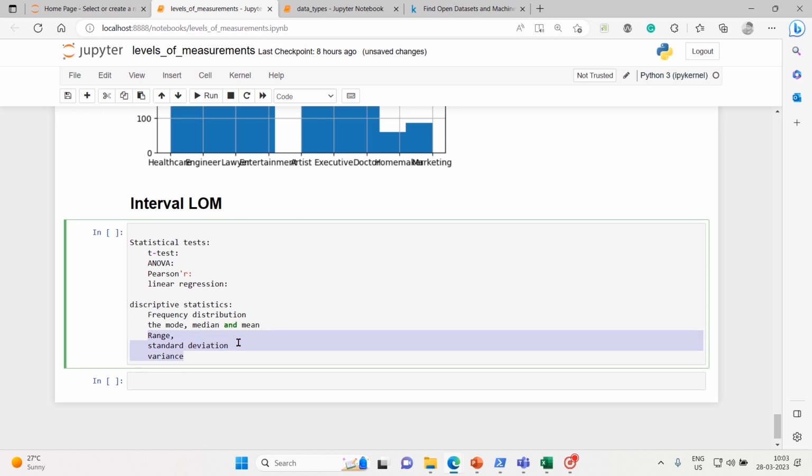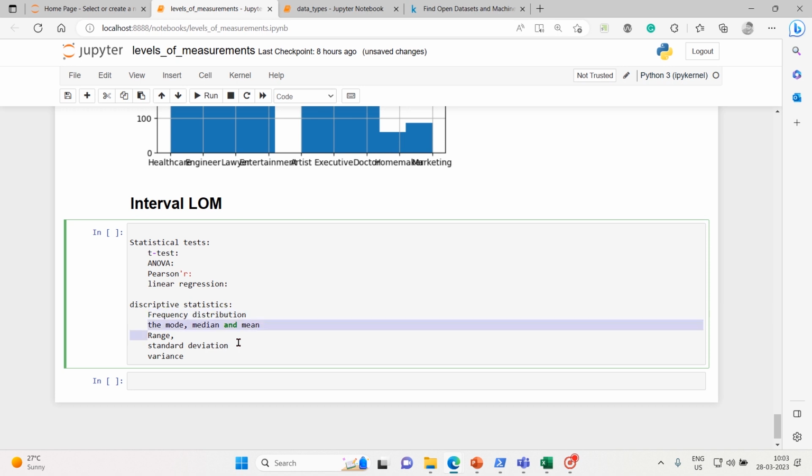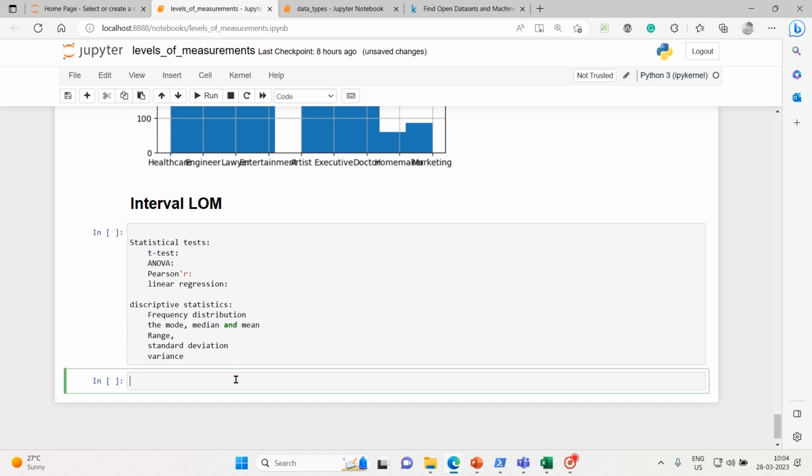Okay, so these are the different measures we'll be using. They are called summary statistics. Frequency distribution gives the summary of your data. Then you have measures of central tendency, and after that you have measures of variability. So let's call up some data first.